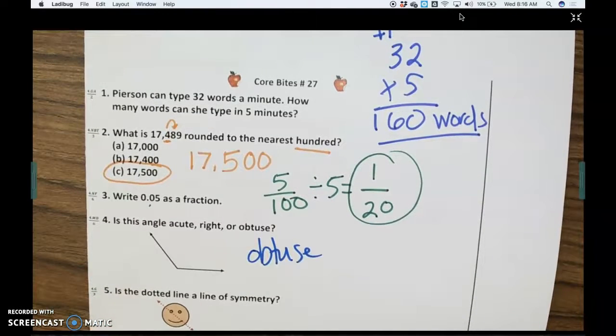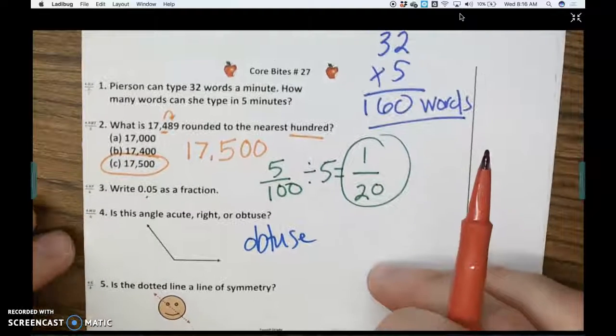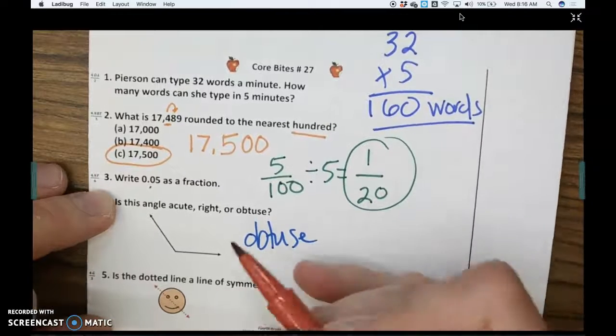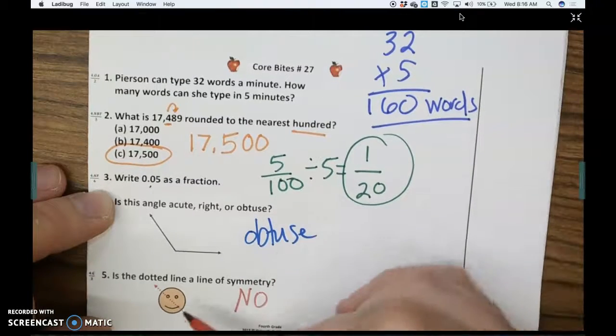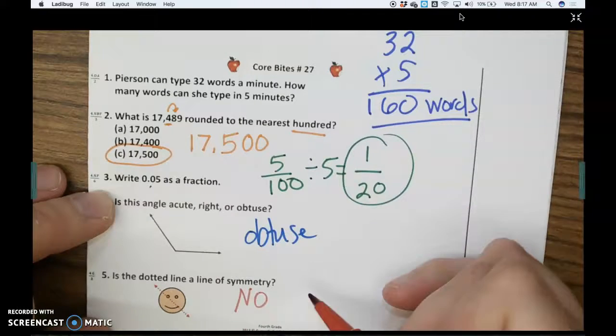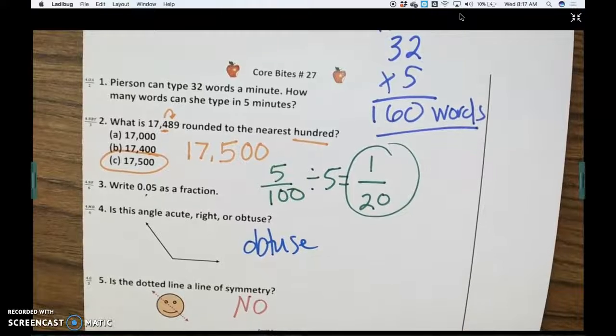And then number 5 says, is the dotted line here a line of symmetry? Okay. Now, if this was just a regular circle that had nothing drawn on it, you could get away with it. But because you have the eyes, the mouth, and it's not in the same spot when you fold it over, that is not a line of symmetry. So the answer would be no. So please check yours, guys.